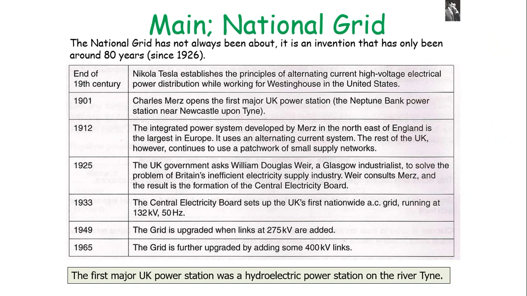But the rest of the UK still used a patchwork of small supplying networks. And in 1925, the UK government asked people to look into the inefficient electrical supply around the UK, and this resulted in the formation of the Central Electricity Board. Then in 1933, the Central Electricity Board set up the UK's first nationwide alternating current grid running at 132,000 volts and 50 hertz. This was then upgraded to 275,000 volts in 1949. Then in 1965, the grid was further upgraded by adding some 400,000 volt lines, which we still have today.